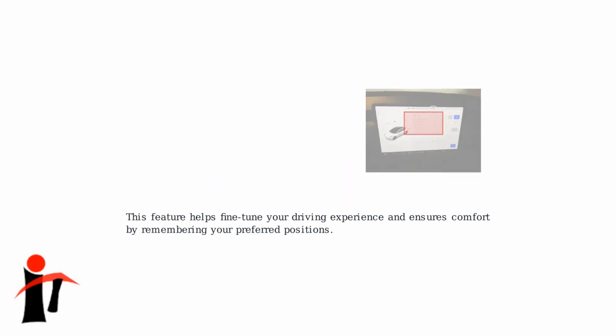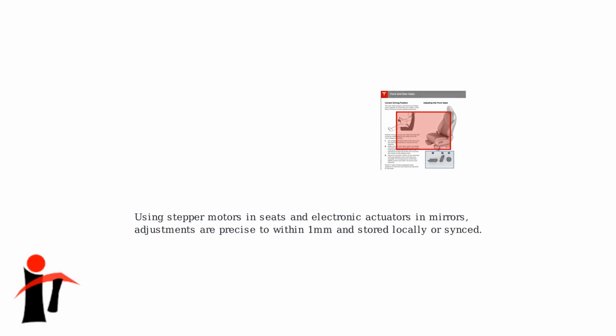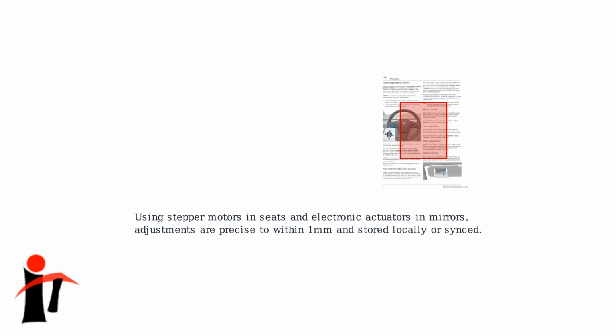Seat and mirror memory settings allow your Tesla to automatically adjust the seats, including front and rear on compatible models, and mirrors to your saved positions when your driver profile is selected. This feature uses advanced hardware like stepper motors in the seats and electronic actuators in the mirrors for precise adjustments within 1 millimeter. The positions are stored locally on the vehicle and can be synced through your Tesla account for consistency across vehicles. It's a great way to fine-tune your driving experience, ensuring optimal comfort and ergonomics every time you enter the vehicle, reducing setup time and enhancing safety.